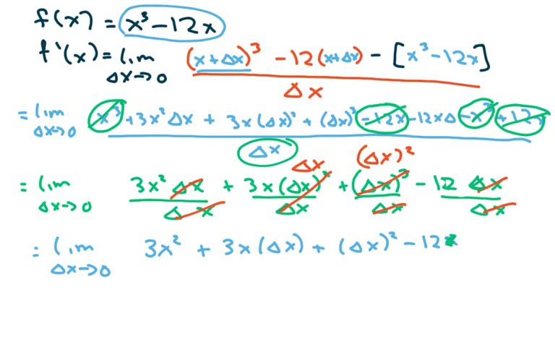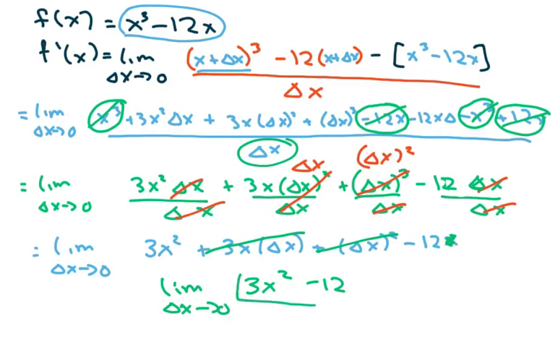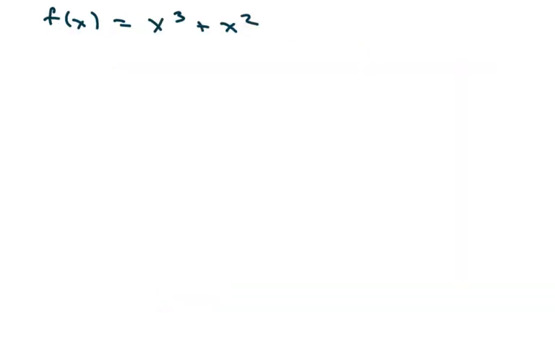Sorry about that. Okay, now when you plug in 0 to delta x, these two go away, and you're left with the limit as delta x approaches 0 of 3x squared minus 12, and that's your derivative, because these two zeroed out. Okay, let's do the next one.